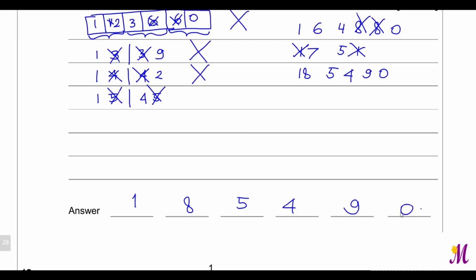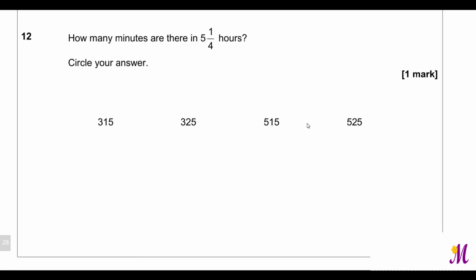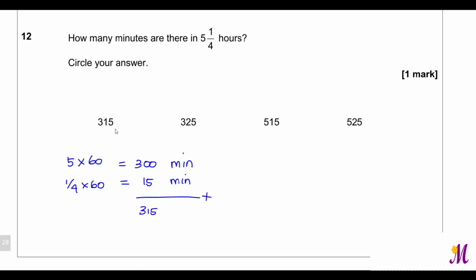That's it. Let's continue with question 12. How many minutes are there in 5¼ hours? Circle your answer. In 5 hours, we have 5 times 60 minutes, which is 300 minutes. And then in a quarter of an hour, we have 15 minutes. Well, it's quite obvious, we have it in daily life. So 315, which is this one. Quite a straightforward question. I like it.